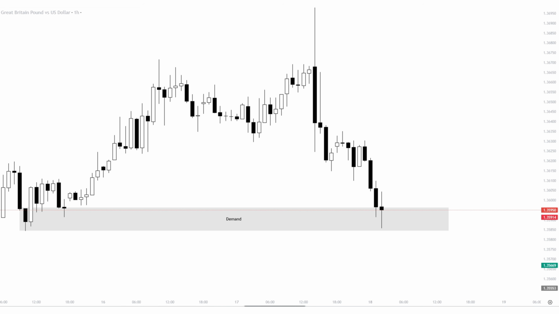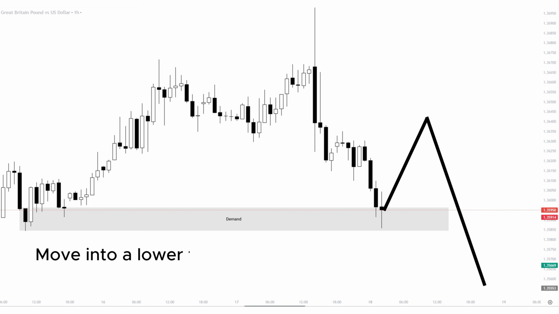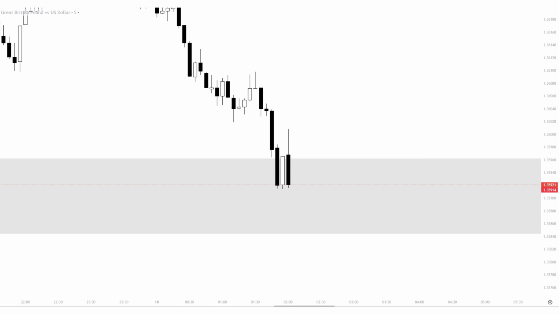Now, a smart way to avoid a bounce from the demand and then a liquidation to the downside, which would invalidate this demand, would be to move into a much lower time frame once the market has hit the high time frame demand. For example, we went from the 1-hour chart into the 5 minute chart. And here what you want to see for a bullish scenario is for this downside action to end, with the market eventually forming a higher low, followed by a higher high.